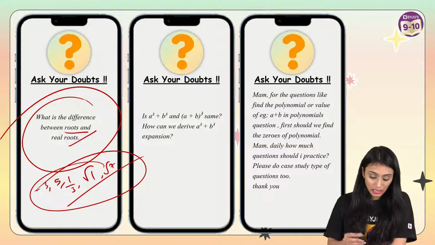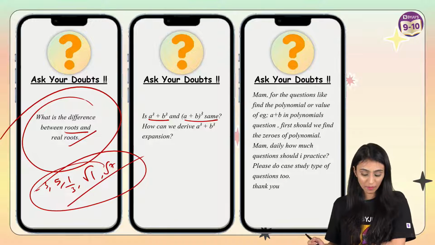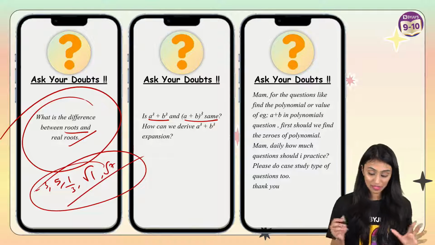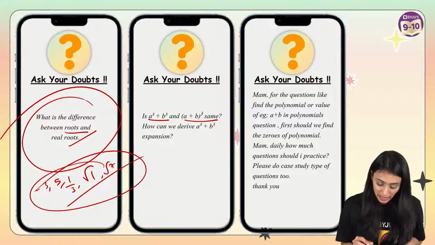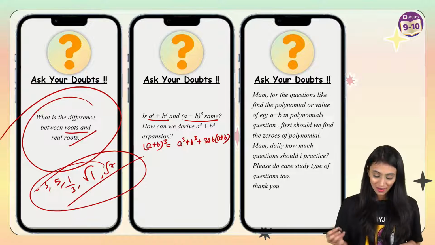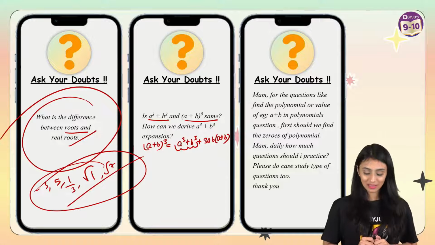Yes. Another question: are a cube plus b cube and a plus b whole cube the same? It's a very good question. I have seen students making mistakes in algebraic identities many times. They are different. They are not the same. See, a plus b whole cube, you all have learnt it. What is it? It's a cube plus b cube plus 3ab bracket a plus b. Right? What is a cube plus b cube? It's a part of this identity. So obviously, indeed, they are different.